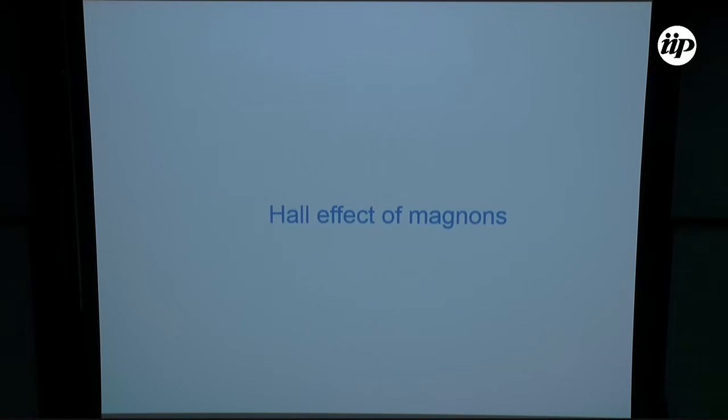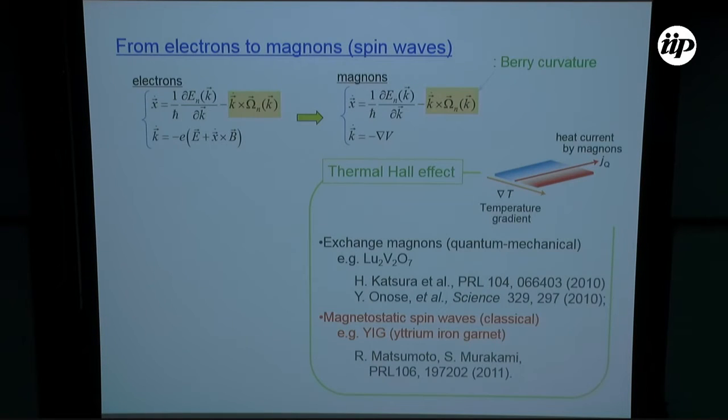Let me go on to the magnon case. The extension to magnons is, in fact, very straightforward. In this kind of theory, the wave nature of these particles is essential. In that sense, electrons and magnons are both waves, so from this viewpoint they are very much the same. So we can formulate it in a similar way like that. And in the magnon case, there is also an additional term coming from the Berry curvature.